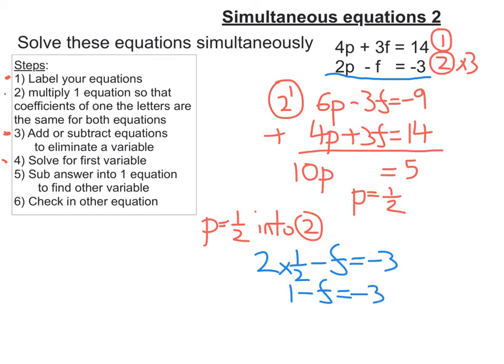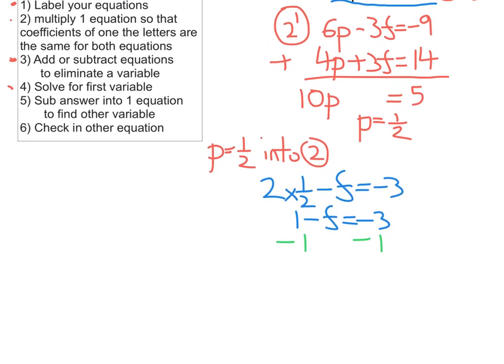Let's change pen again. Take away 1 from both sides. We're going to be left with negative f is equal to negative 4. Now I need to get rid of that negative in front of the f. Remember that's a negative 1, so I can divide both sides by negative 1, and I'm going to get f is equal to 4.